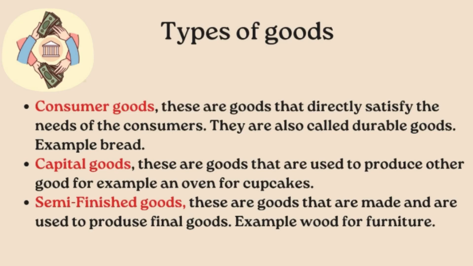Types of goods. The first one is consumer goods. These are goods that directly satisfy the needs of the consumers. They are also called durable goods. Examples: bread. Capital. These are goods that are used to produce other goods, for example, an oven for cupcakes.